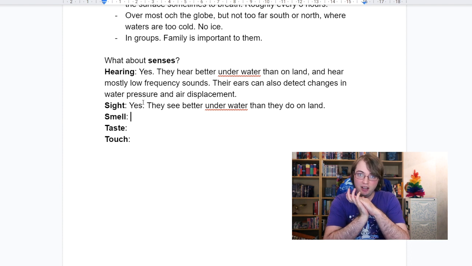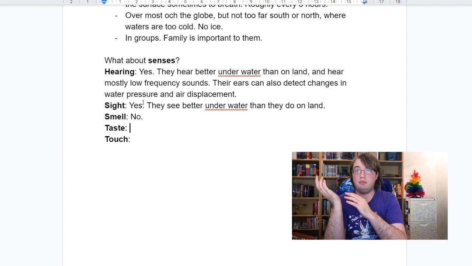Next is a sense of smell, and the sense of smell is something that is not really all that useful underwater, and I don't actually know if turtles have a sense of smell, but I'm gonna say that these creatures do not. They can't smell anything. Nope. Taste, however, yes, they do have a sense of taste. They can prefer some food over other food because it tastes better.